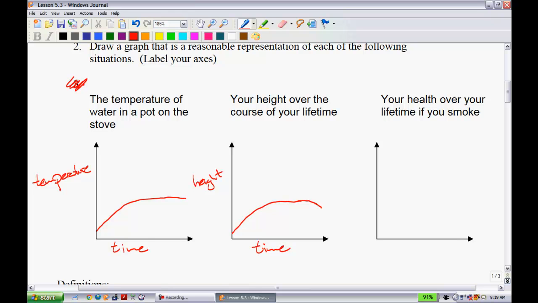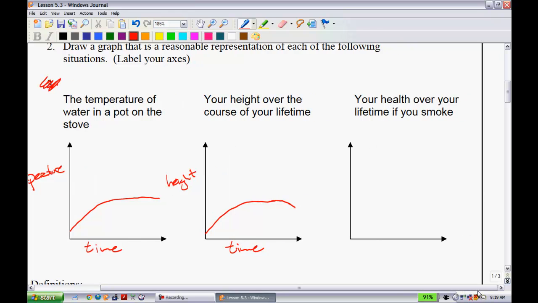Okay. The next one we have is a smoking one, your health over your lifetime if you smoke. So we have time right here, and we have health, let's say, over here, where the top part here means we're in good health, and down here means we're in poor health.